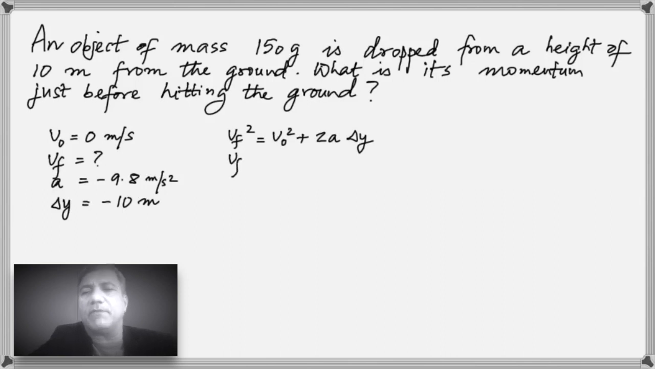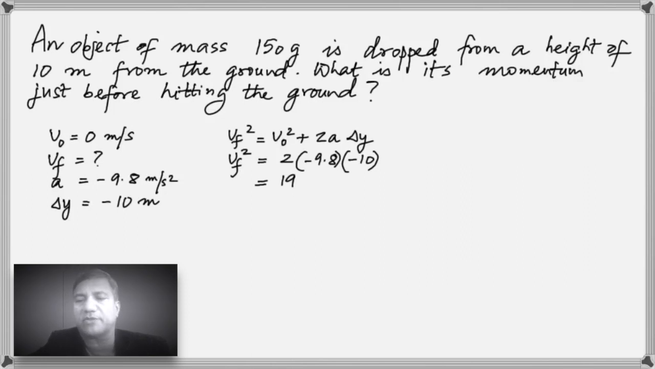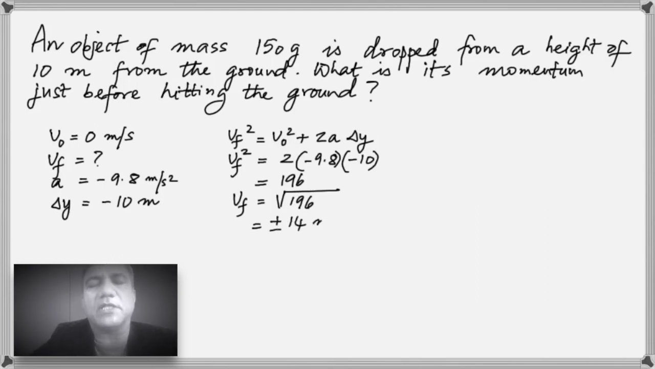We have this equation. Vf squared is v naught squared plus 2a delta y. Substitute the quantities into that carefully. Remember that it's a square on the left side, so you've got to take the square root after you do that. And then this quantity is 0. That's why you only have 2 times a, which is negative 9.8 times negative 10. So you get 196. The square root of 196 is either plus 14 or minus 14, but in this case we'll take negative because we know for sure it's going down.